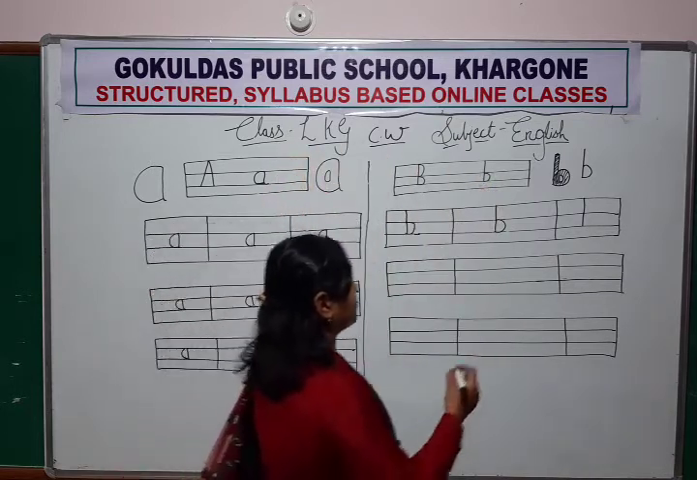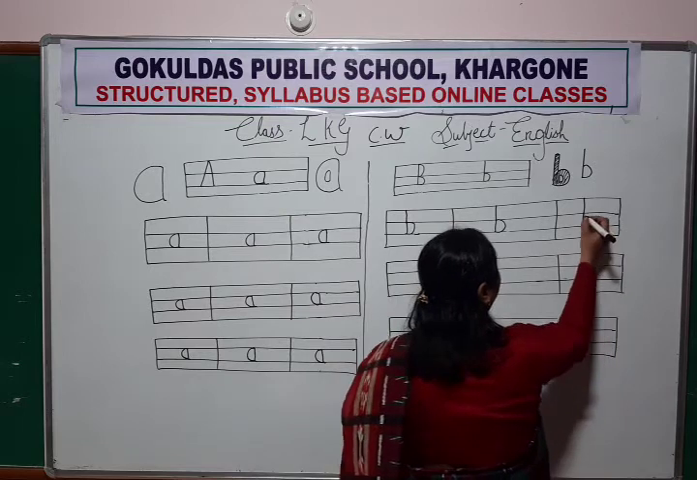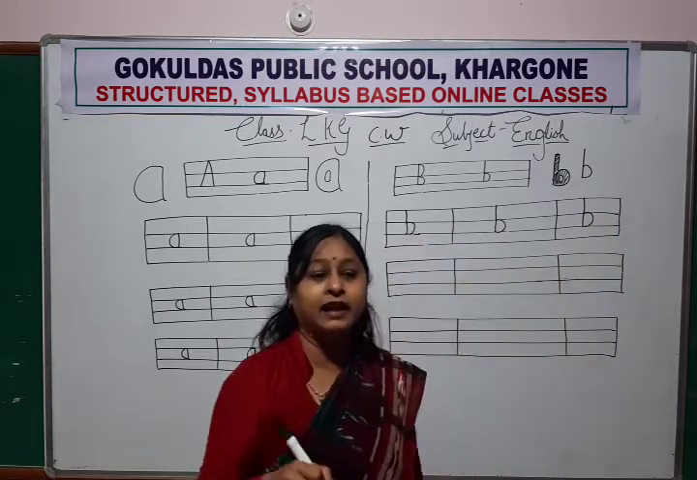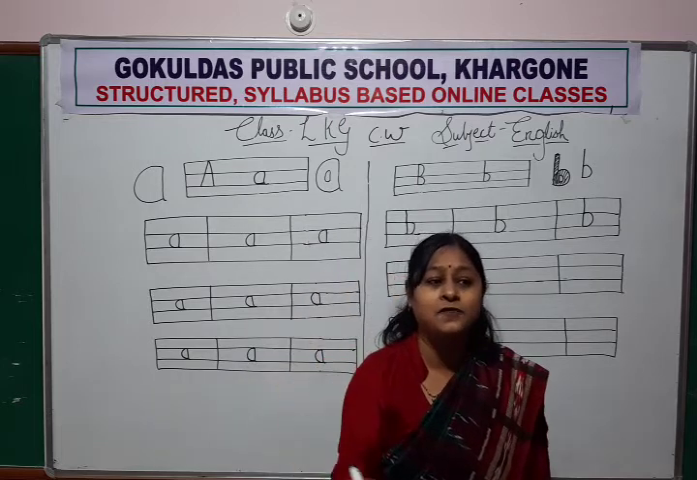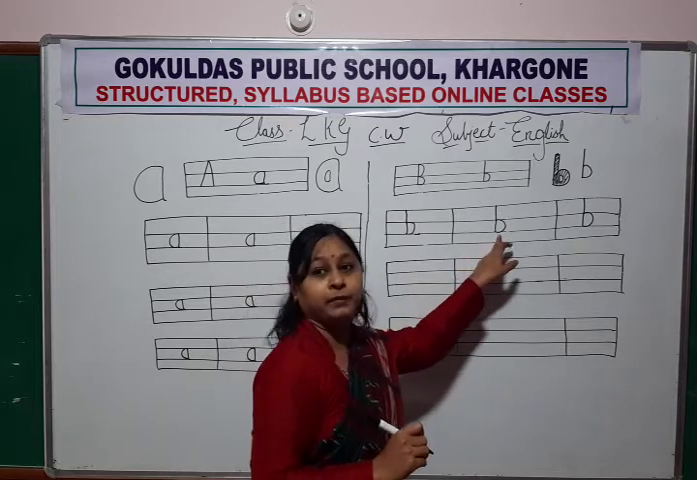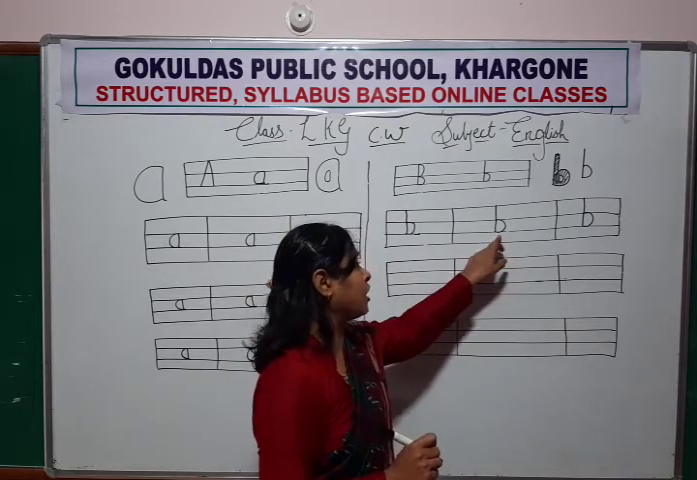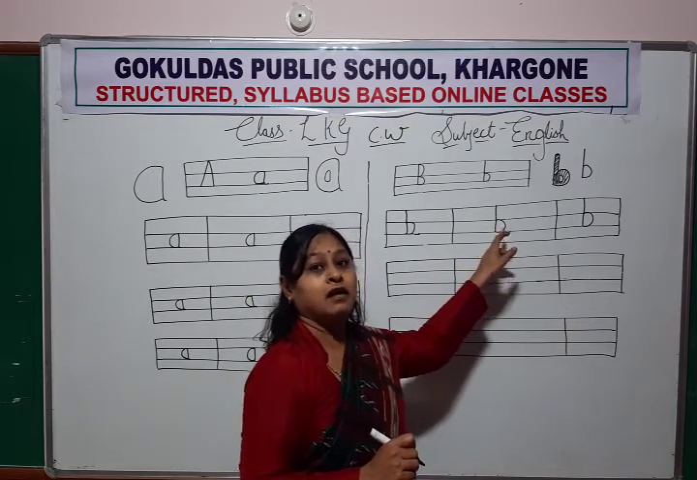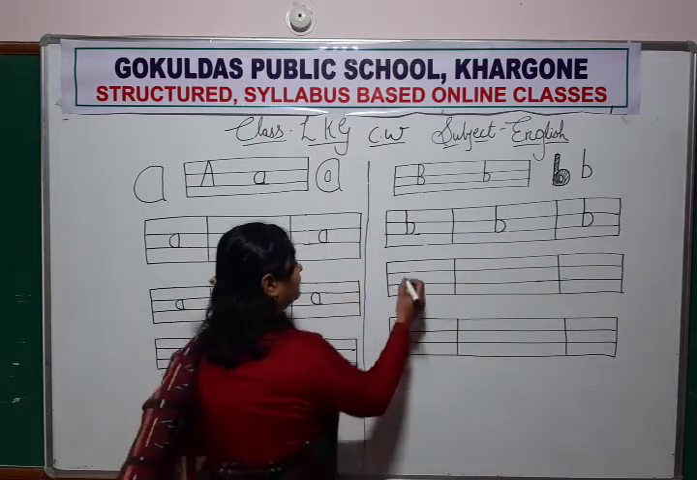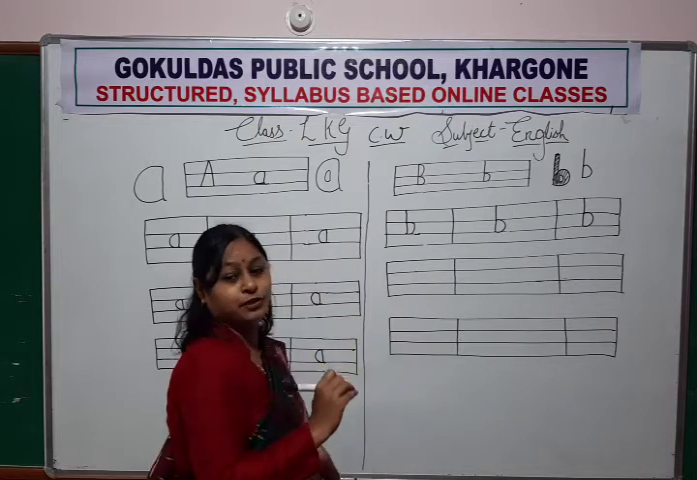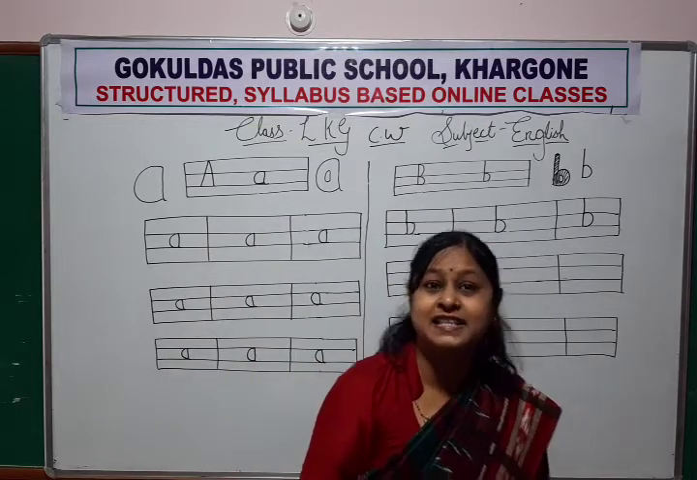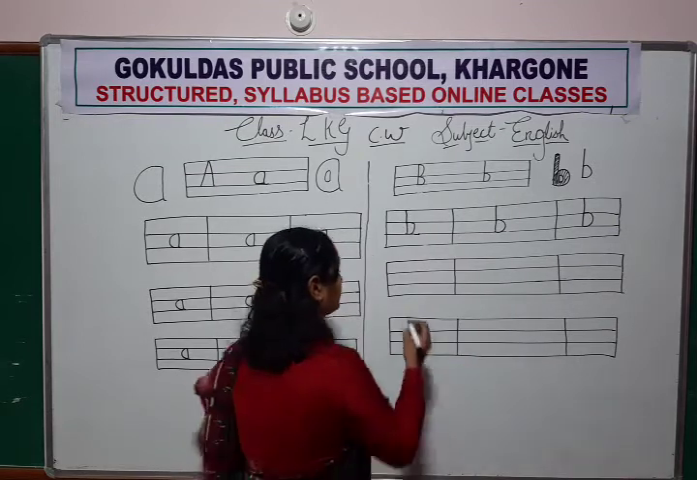Okay, so standing line and then half circle. Standing line and after that half circle. So which letter is this? This is baby B. And sound of B is B. Okay, again. Yes, my sweet children, you are so good now. Yeah, so write nicely. Okay.